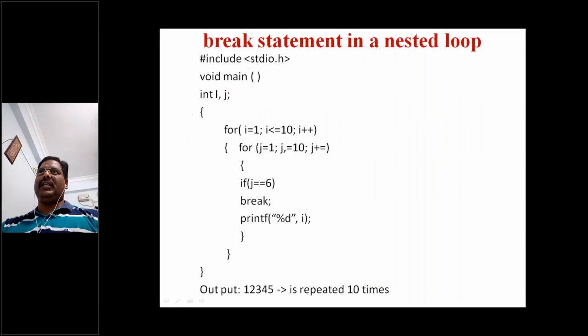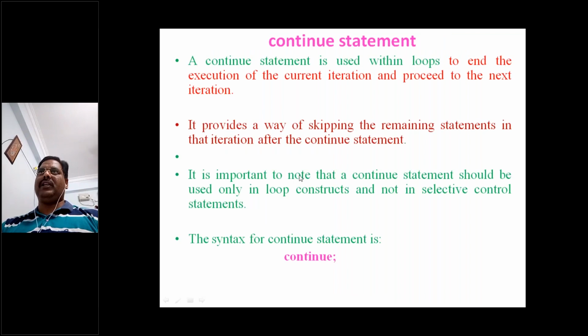Right, then the continue statement. How is this continue statement executed? Continue is one of the keywords. This is the syntax that we need to go with: continue with a semicolon. So what does this do? A continue statement is used within loops to skip the execution of the current iteration and proceed with the next iteration.